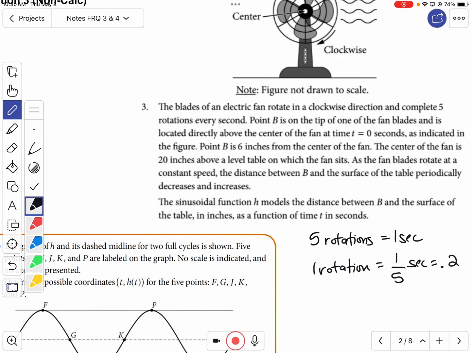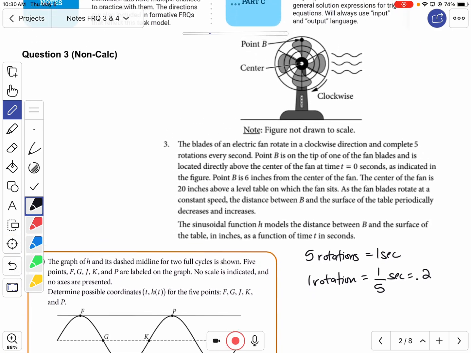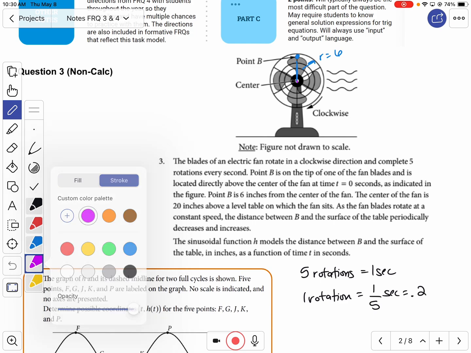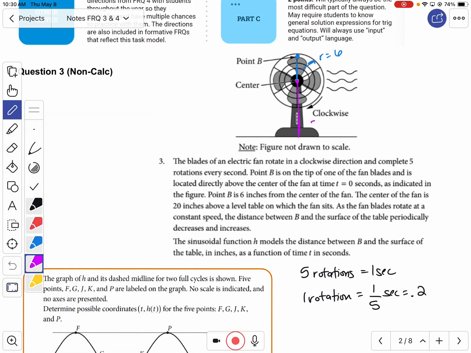Point B is at the tip of the fan blade, located directly above the center at t equals 0. Okay. So at time 0, my fan blade is up there. Point B is 6 inches from the center of the fan. So what's my radius? It's 6. And the center of the fan is 20 inches above a level table. Okay. So from the center to the table is 20, okay? So at point B, wherever that happens to be, I'm at (0, 26), okay?